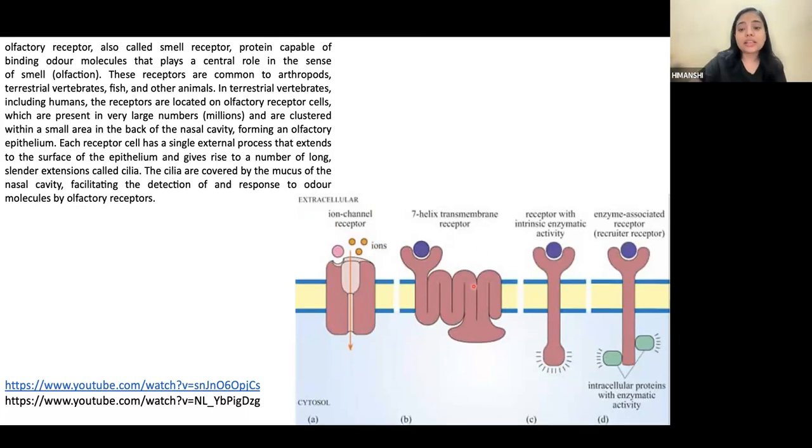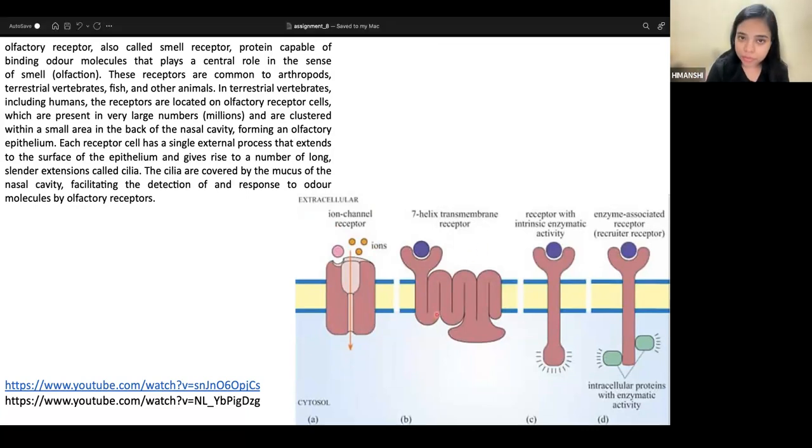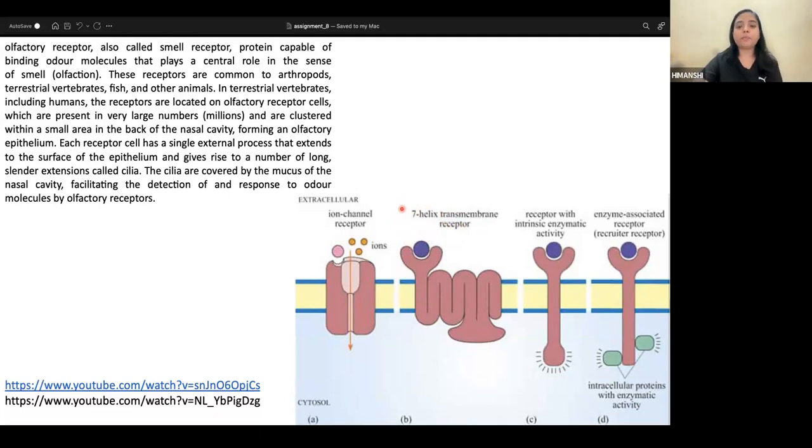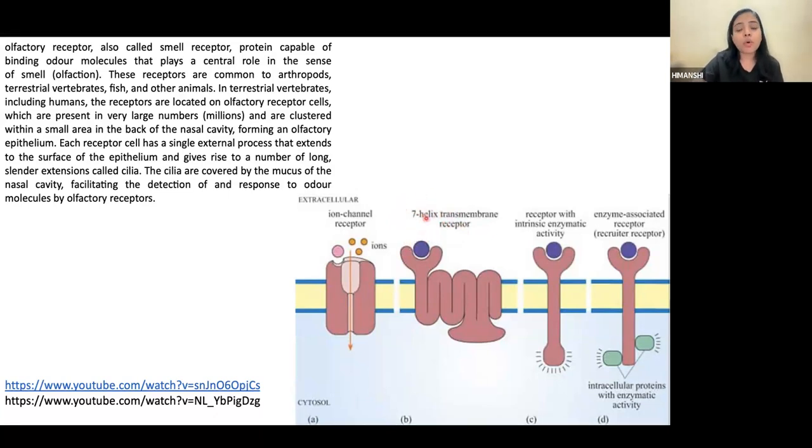Second is the 7-helix transmembrane receptor. What does 7-helix transmembrane receptor mean? Transmembrane means the protein will be crossing both the bilayers of the membrane. And here 7-helix transmembrane receptor means that there are 7 helices. Helix is the secondary structure of a protein, okay? So there are 7 helices which are of what nature? They are of transmembrane nature. And this comprises one single receptor.